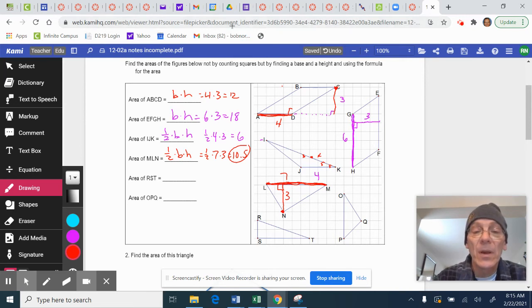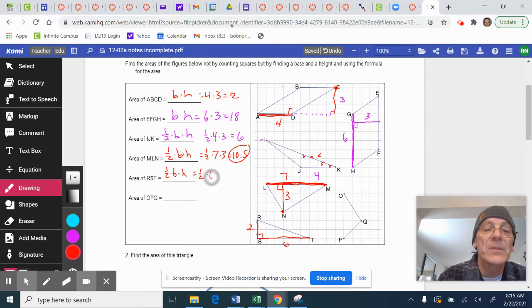RST has a horizontal segment there and a vertical side right there. And that is 1, 2, 3, 4, 5, 6 units wide. Did I count that right? Yes, and 2 units high. 1/2 times base times height is 1/2 times 6 times 2, which is 6.